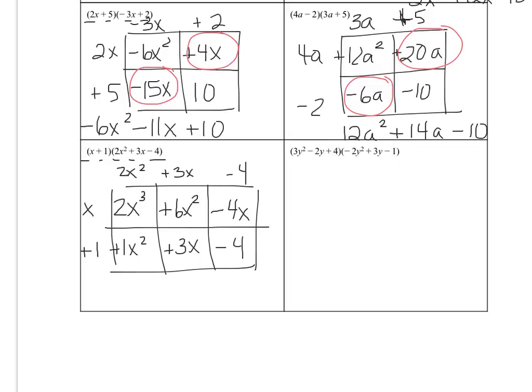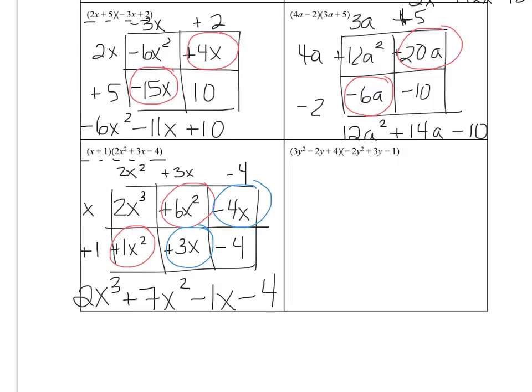And again, let's look for like terms. I only see one that has an x to the third power. Here are two that have x to the second, and then two that have just x's. So I combine my circled terms that are in red. 2x to the third. 1x squared plus 6x squared, that's 7x squared. 3x plus negative 4x, that's negative 1x. And then, last but not least, negative 4.